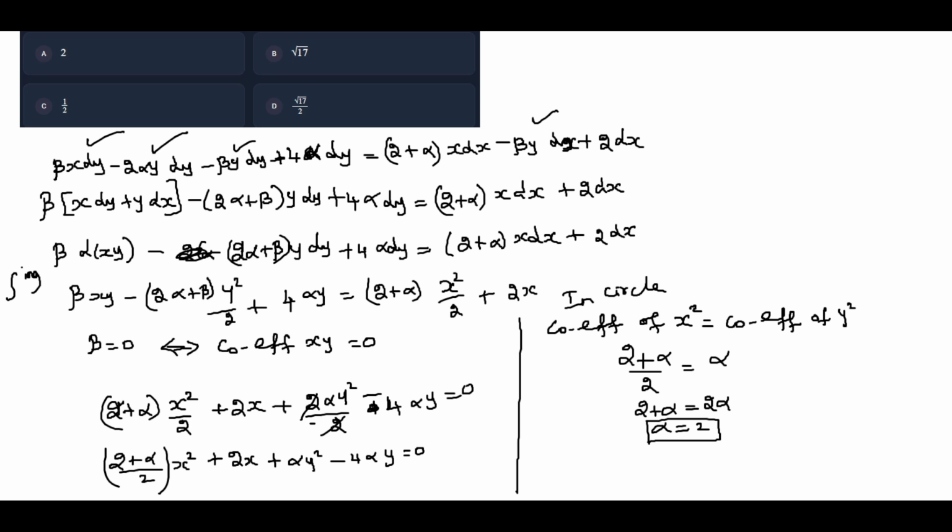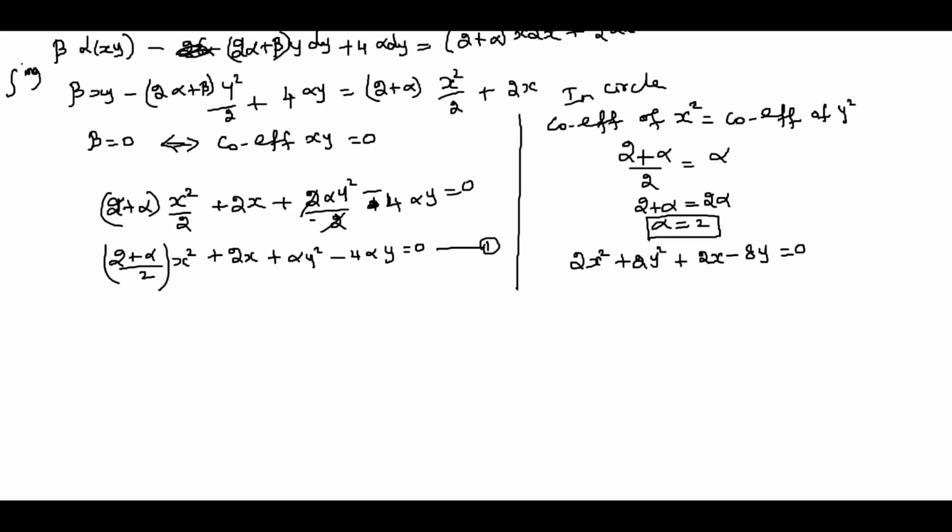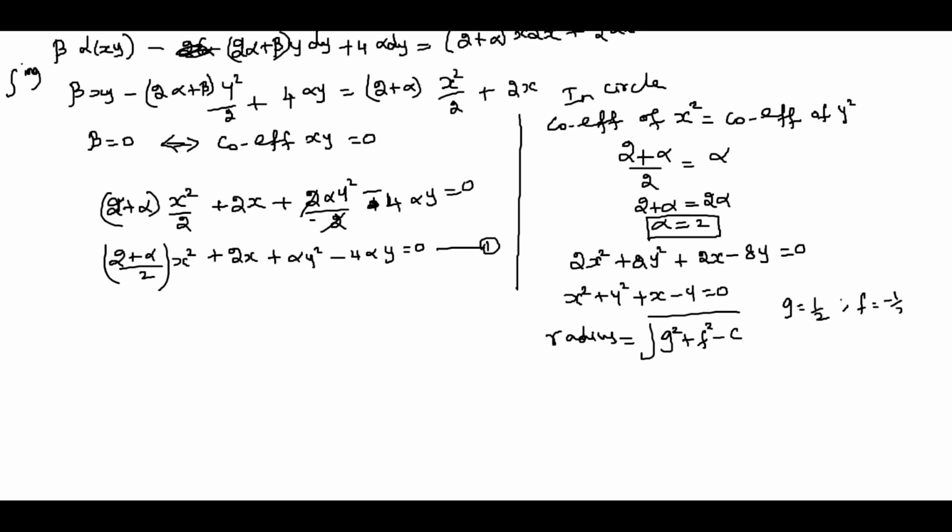Now if you apply in this equation, 2x square plus 2y square plus 2x minus 8y is equal to 0. Now divide with 2. So x square plus y square plus x minus 4y equal to 0. We know that radius equal to square root of g square plus f square minus c. Here g equal to 1 by 2.